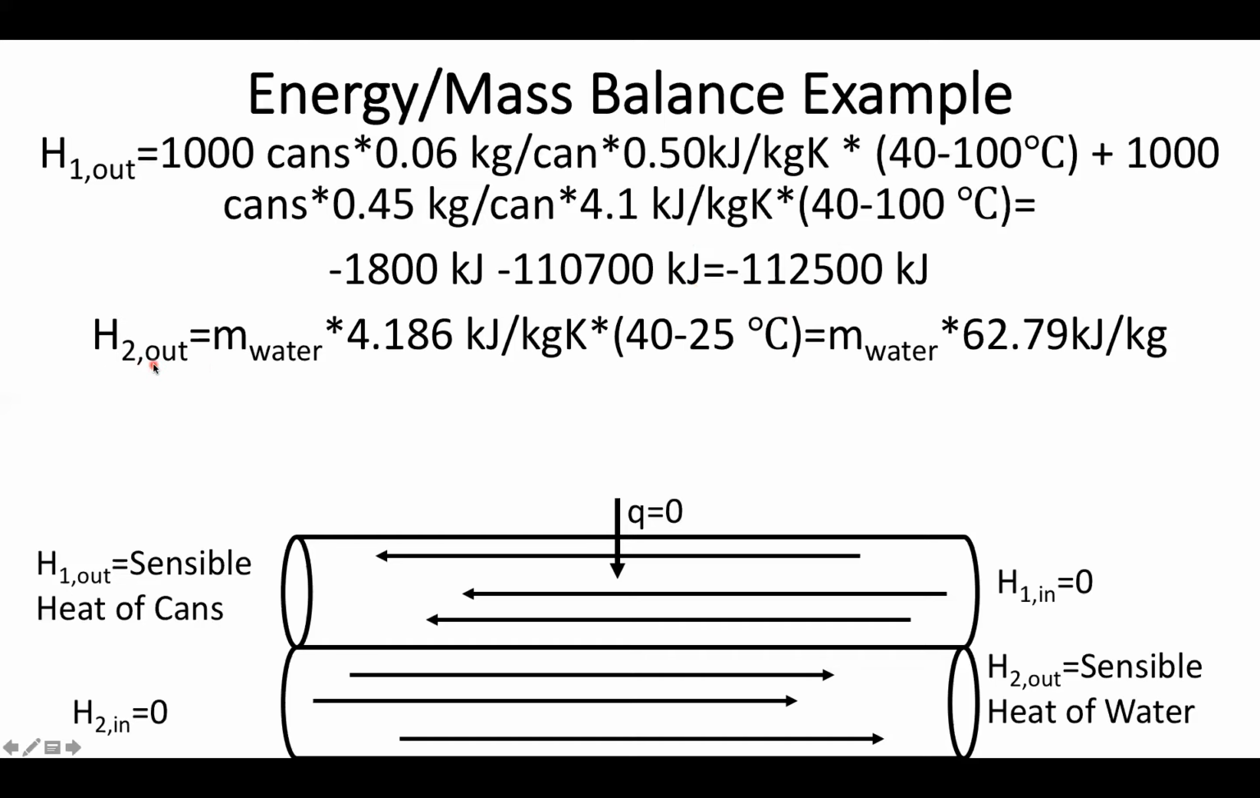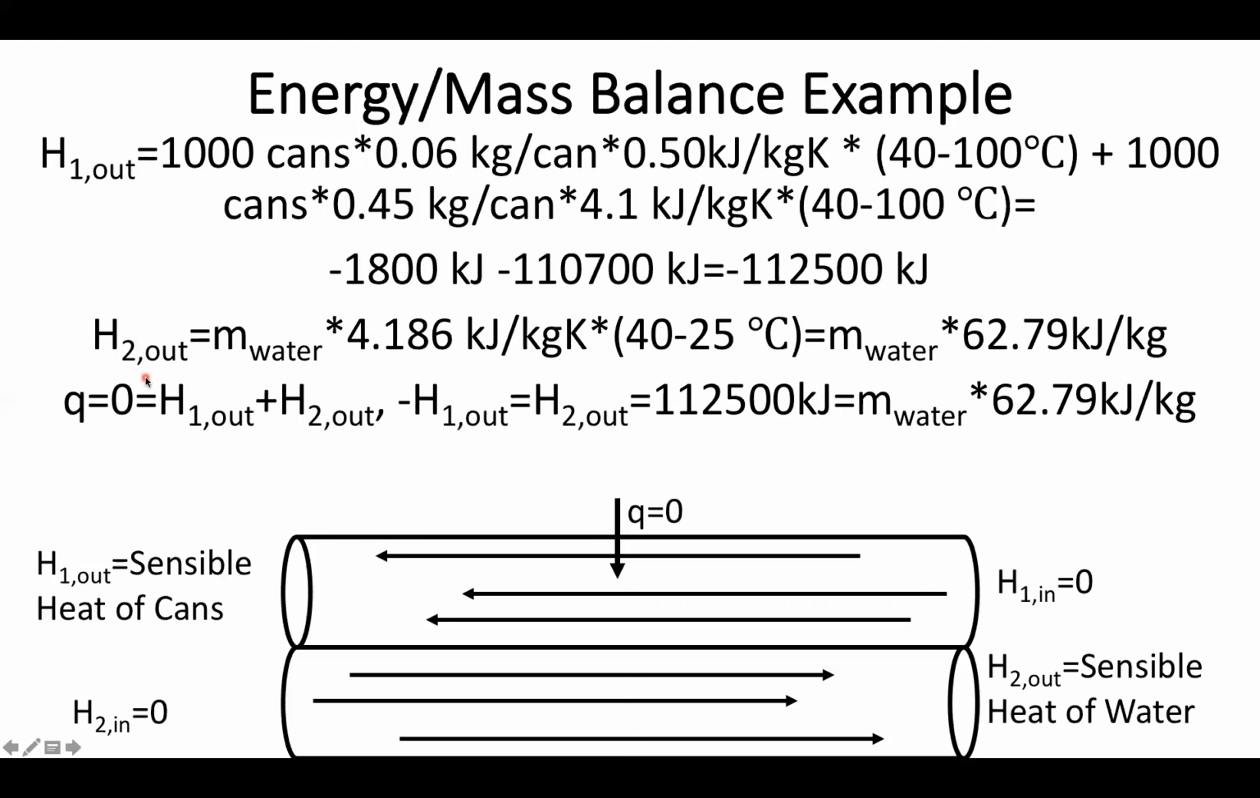So I know that the enthalpy of the water is going to be related to the mass of the water, the heat capacity of water, and the temperature change. Well, I know the heat capacity and the temperature change, but I don't know the mass. So I can go ahead and solve for everything but the mass. And then I know that the total heat has to be 0 because I've got an adiabatic system, which means that the two output energies, so the cans and the water, have to add up to 0, which means they're equal and opposite. So then I can set up the system to solve for the mass of water.